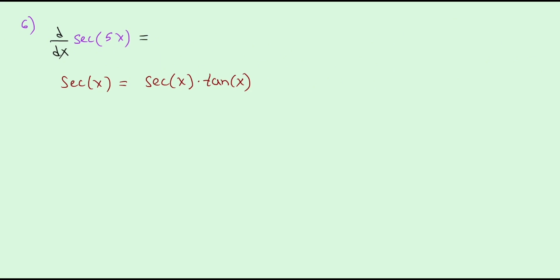Now we're finding the derivative of secant of 5x. The derivative of a secant function is secant x times tangent x. Now let's find the derivative using this formula. So this would equal secant of 5x times tangent of 5x. Now, for the last part, we're going to multiply by the derivative of the inside function, which is 5.